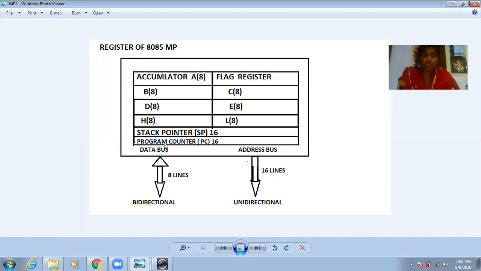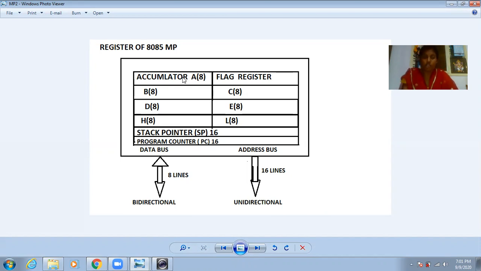And this register will be connected to two buses. One is the data bus and one more is the address bus. The data bus will be bidirectional, and this will be passing 8 bits of data at a time. And the address bus will be unidirectional, and this will be passing a 16 bit address at a time. So here we will be concentrating more on the register components.